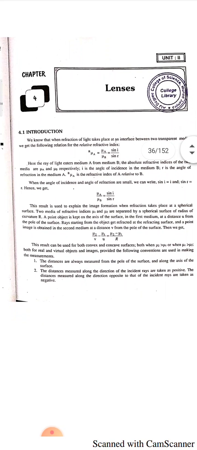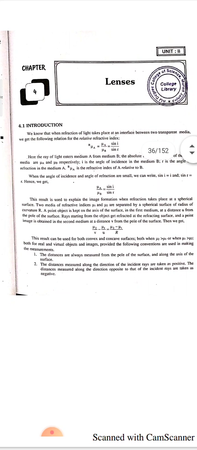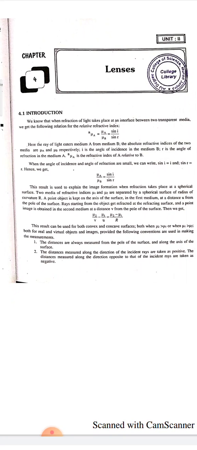A point object is kept on the axis of the surface in the first medium at a distance u from the pole of the surface. Rays starting from the object get refracted at the refracting surface and a point image is obtained in the second medium at a distance v from the pole of the surface. Then we get mu2 upon v minus mu1 upon u is equal to (mu2 minus mu1) divided by r. This result can be used for both convex and concave surfaces, both when mu2 is greater than mu1 or when mu1 is greater than mu2, and both for real and virtual objects and images, provided the following conventions are used in making the measurements.